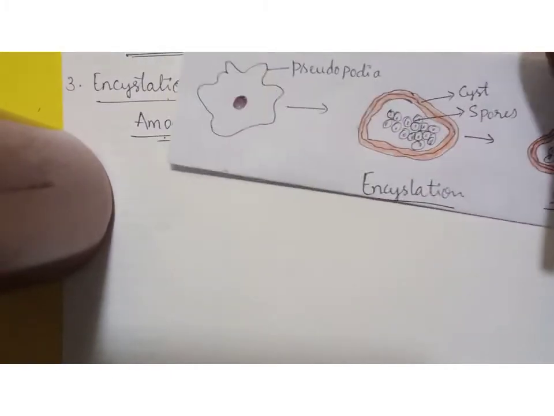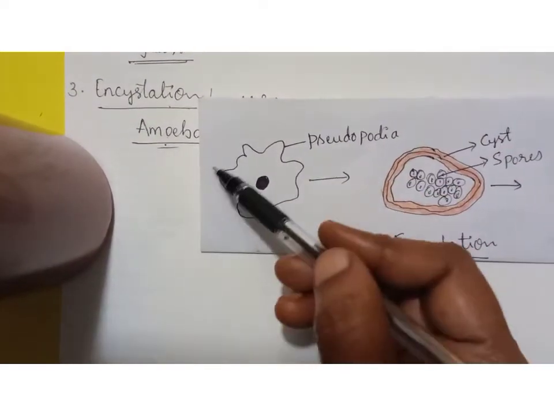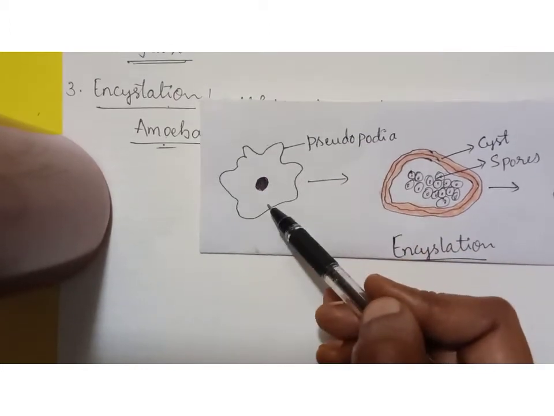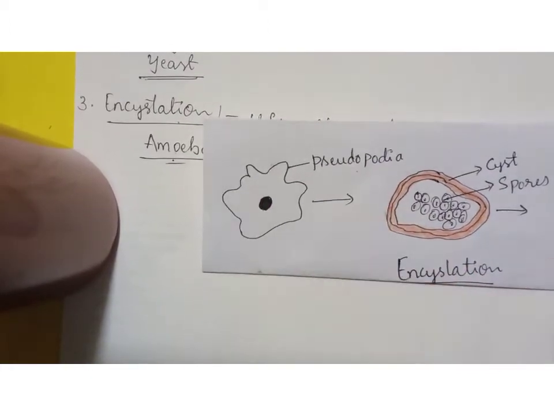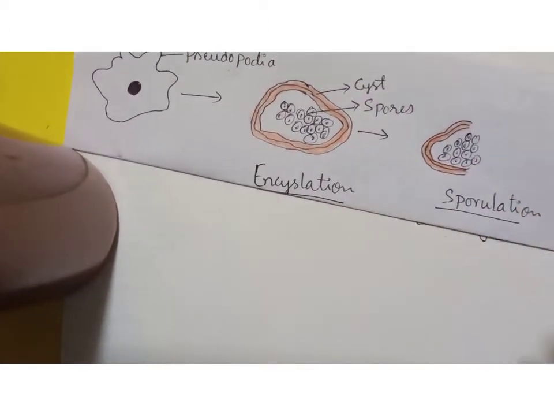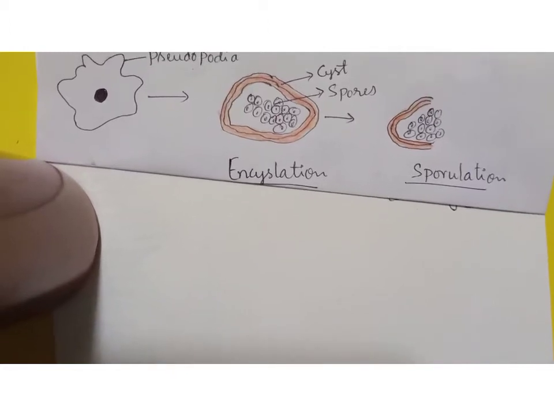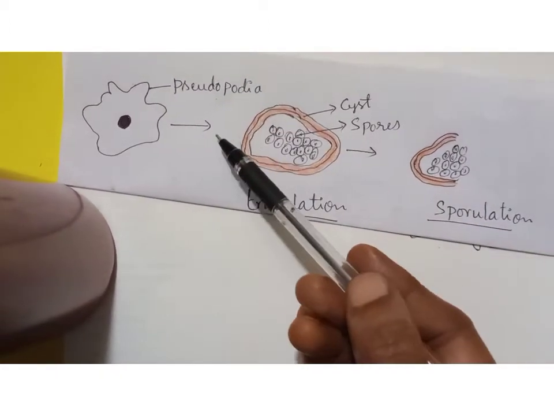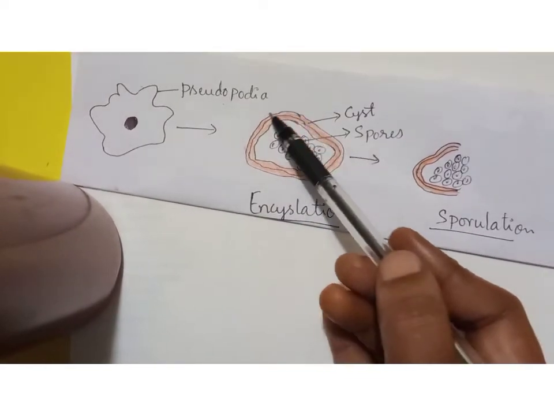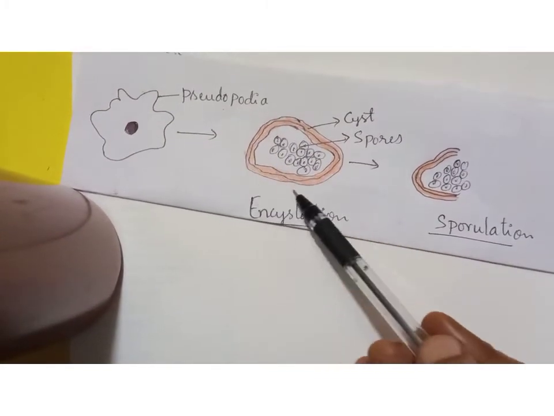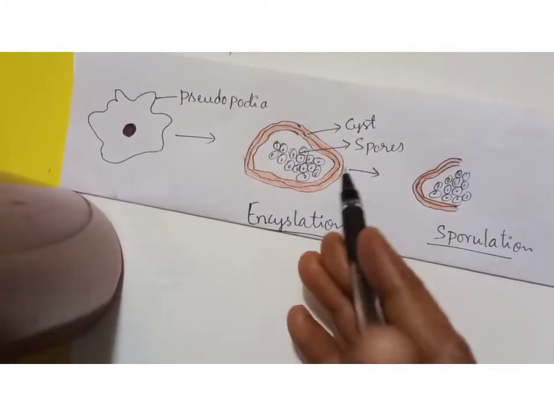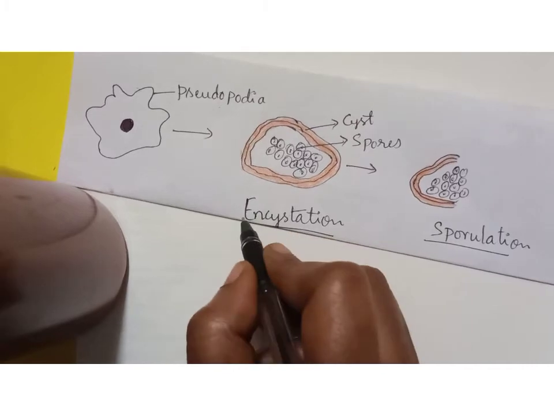So here you can see this is the amoeba structure. So these are the pseudopodia, which are the locomotory organ of the amoeba. So under unfavorable condition, when there is no favorable condition for reproduction, at that time this pseudopodia will get withdrawn from the organism and it forms a three-layered hard covering, and this is called a cyst. So this formation is called encystation.